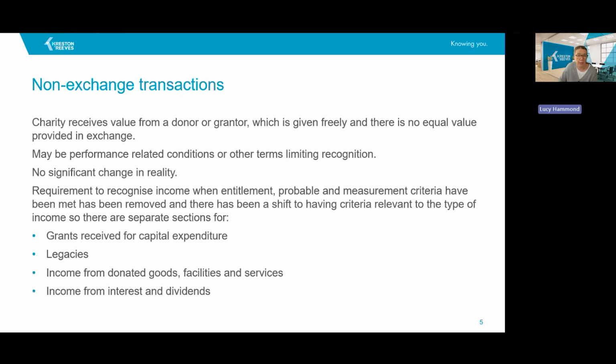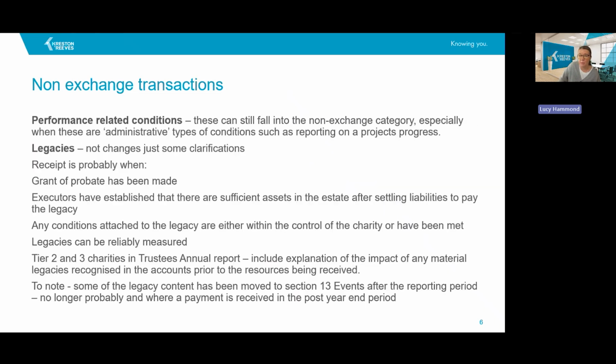Moving on to non-exchange transactions. These are when a charity receives value from a donor or grantor which is given freely and there is no equal value provided in exchange. There may be performance-related conditions or other terms limiting recognition, but in reality there is no significant change. The requirement to recognise income when entitlement, probable and measurement criteria have been met has been removed, and there has been a shift to having criteria relevant to the type of income. So there are separate sections in the new SORP for the following: grants received for capital expenditure, legacies, income from donated goods, facilities and services, and income from interest and dividends.